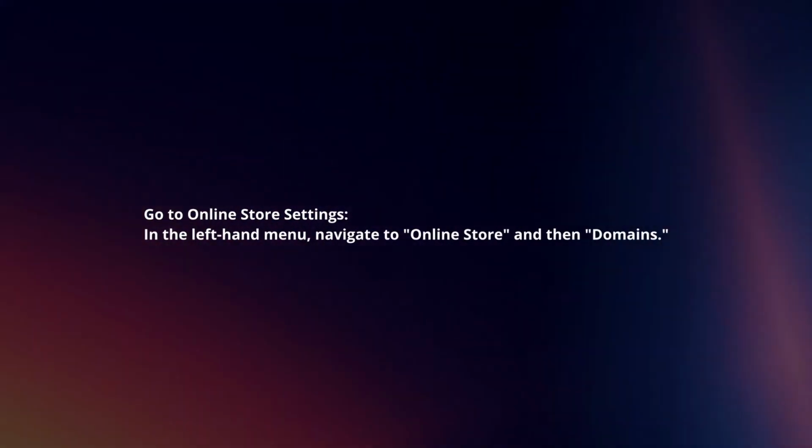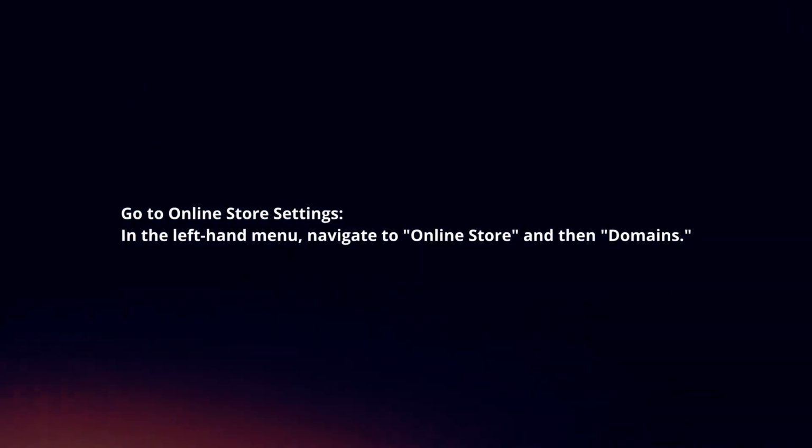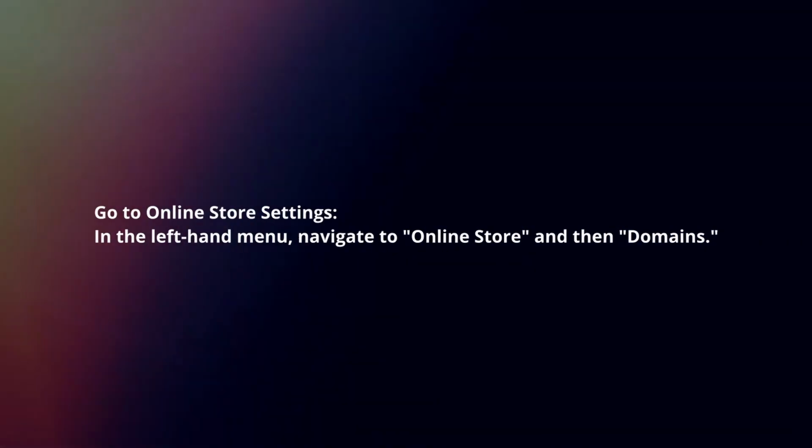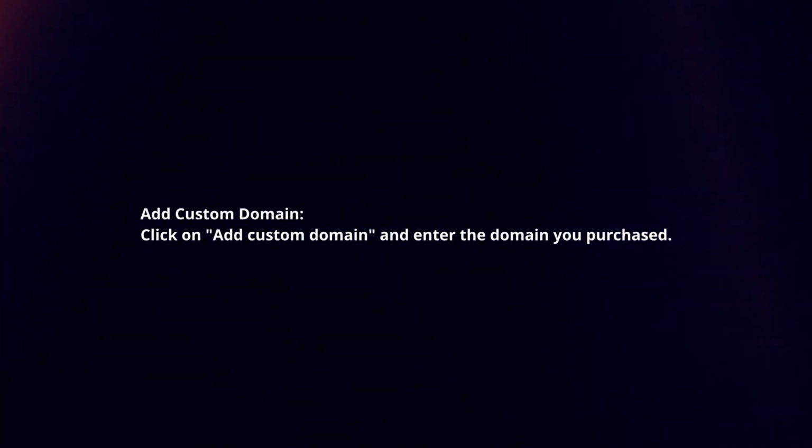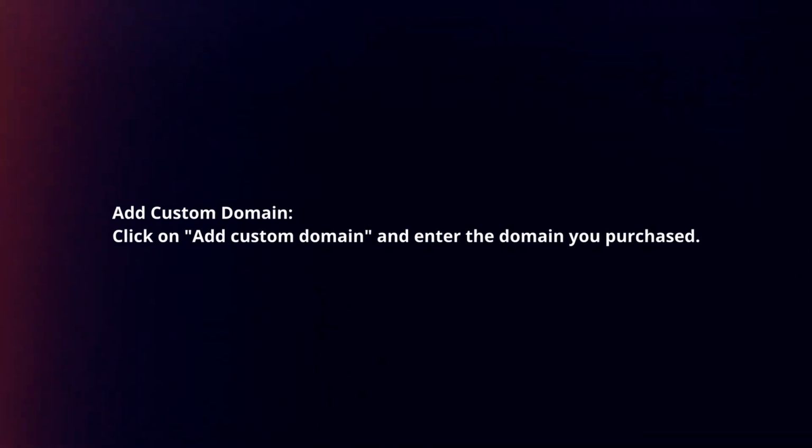Go to Online Store Settings. In the left-hand menu, navigate to Online Store and then Domains. Add Custom Domain. Click on Add Custom Domain and enter the domain you purchased.